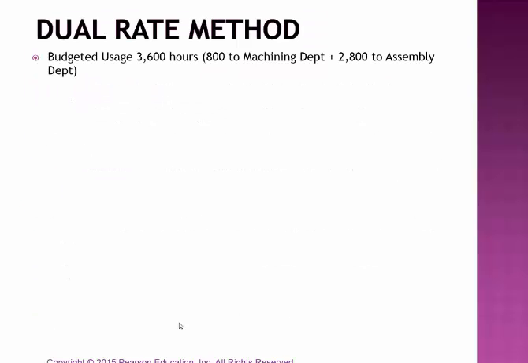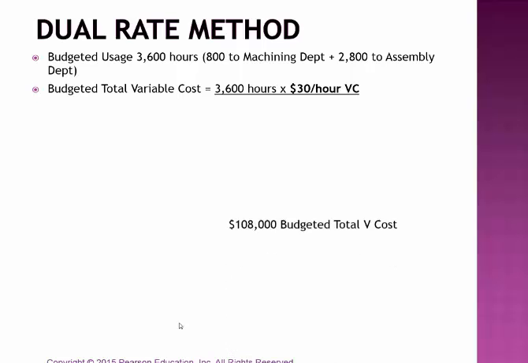Again, using the same exact data. We've got budgeted usage of 3,600 hours. 800 is budgeted for machining. 2,800 was budgeted for the assembly department. Our variable cost is $30 per hour. We have 3,600 hours budgeted. Okay, so let's take 3,600 hours times $30 an hour. But we're going to use this on a per hour basis, okay?